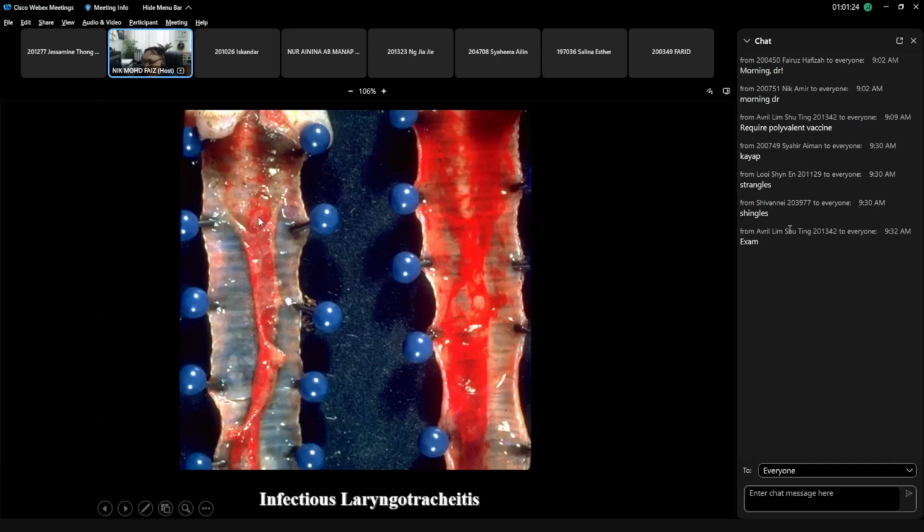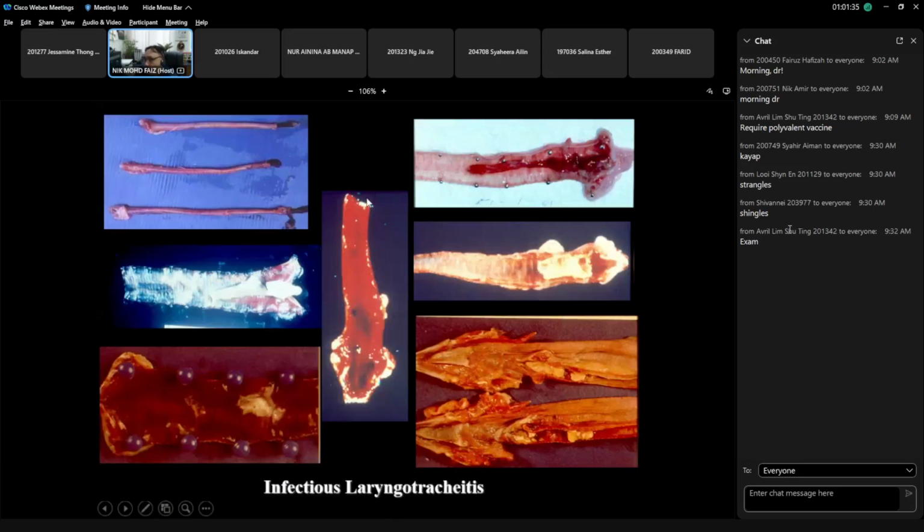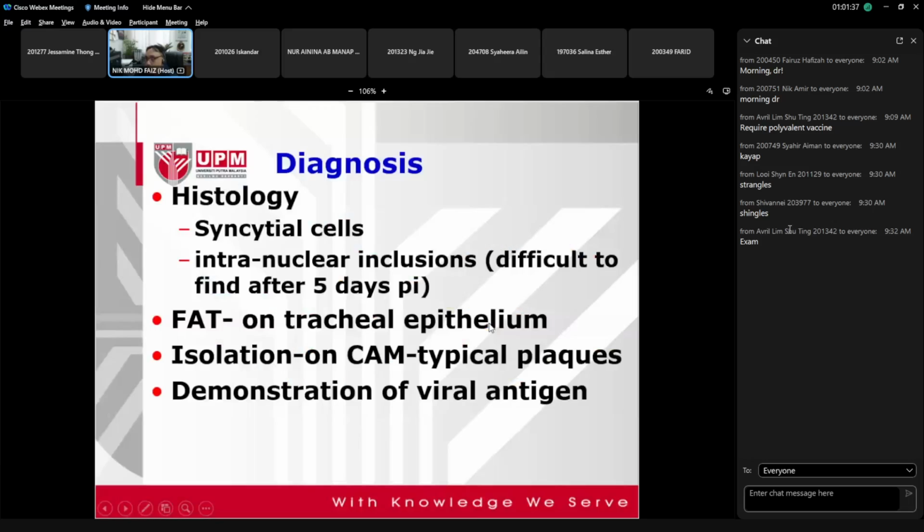This one also produces diphtheritic membrane. Sampaikan dia jadi satu layer membrane macam fibrin kat situ. Dia melekat kat situ tu. You boleh actually remove it. Some examples of different ones.